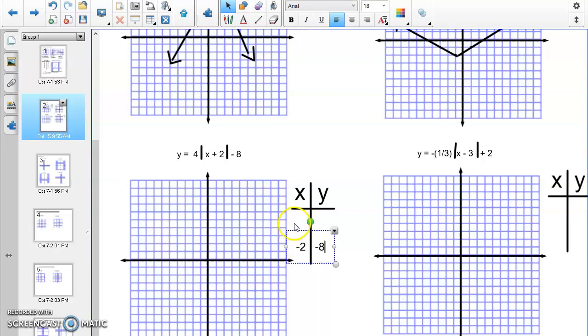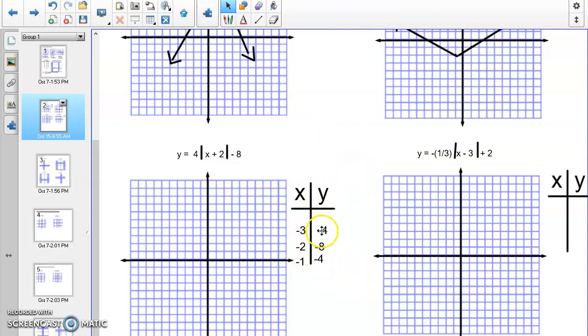negative 8. And then I'm going to pick a number below it and a number above it. So I'm going to go with negative 3. Negative 3 plus 2 is negative 1. The absolute value of negative 1 is 1. 1 times 4 is 4. 4 minus 8 is negative 4. Down here, we're going to go with negative 1. Negative 1 plus 2 is positive 1. The absolute value of 1 is 1. 1 times 4 is 4. And 4 minus 8 is negative 4.